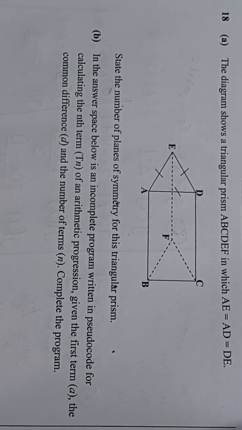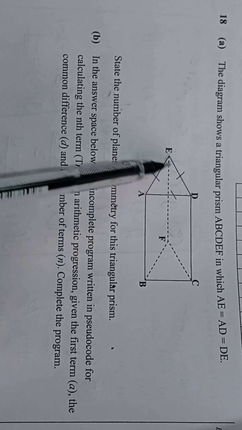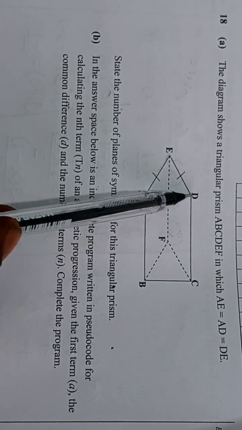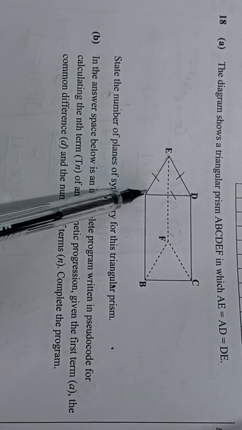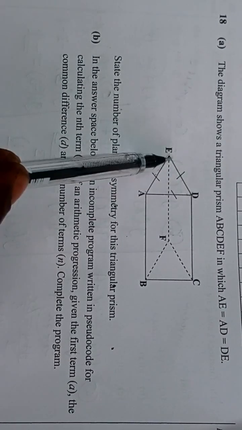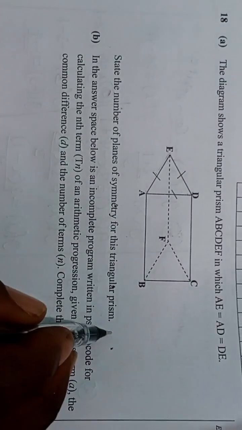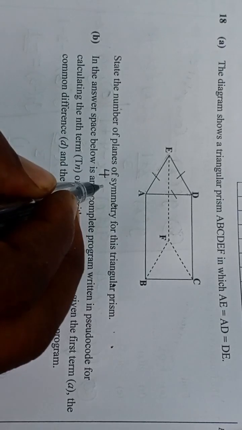So 18a, the diagram shows a triangular prism A, B, C, D, E, F, in which AE is equal to AD is equal to DE. As you can see, this is a regular base triangle. So that simply means that the sides are equal. So that is a regular triangular prism. It means that this side is equal to this side is equal to that side. So this prism has 4 planes of symmetry.